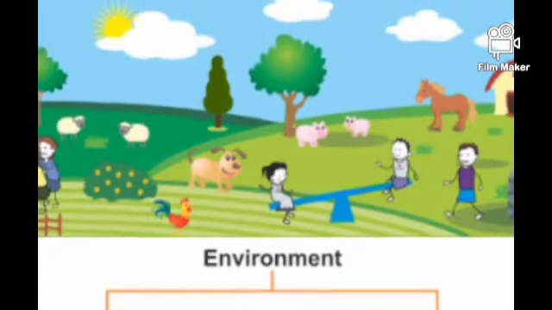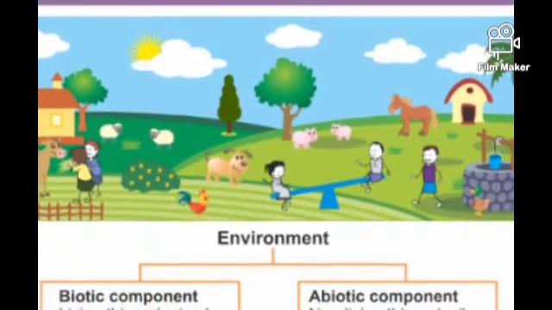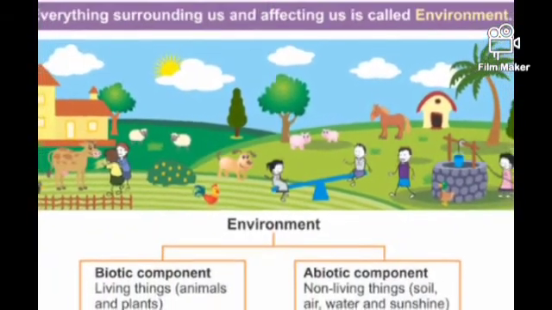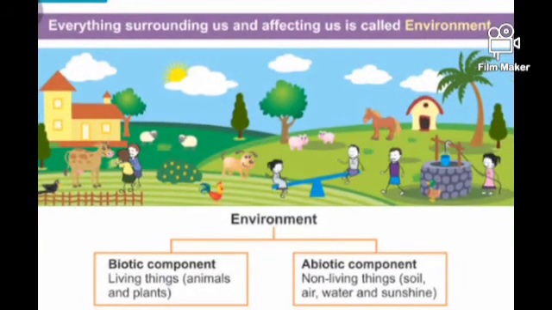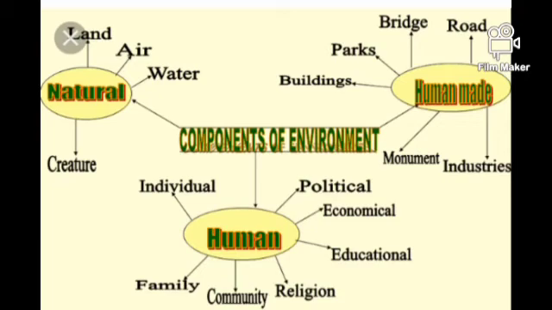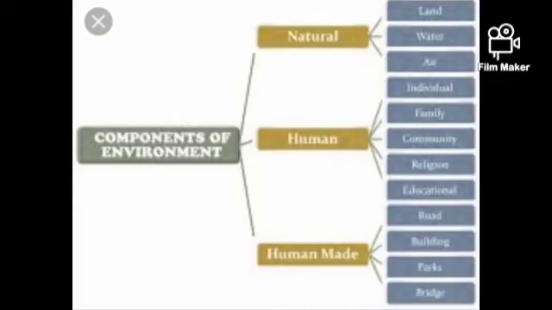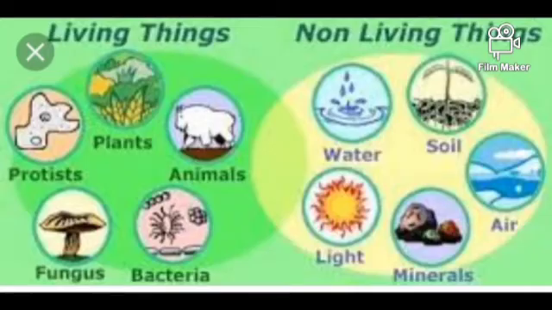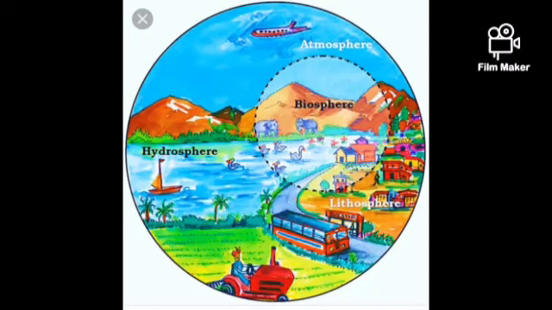An environment is formed by both biotic components and abiotic components. Biotic means the living ones and abiotic means the non-living ones. Components of environment are human-made, natural, and humans. About the natural environment: land, water, air, plants, and animals comprise the natural environment.